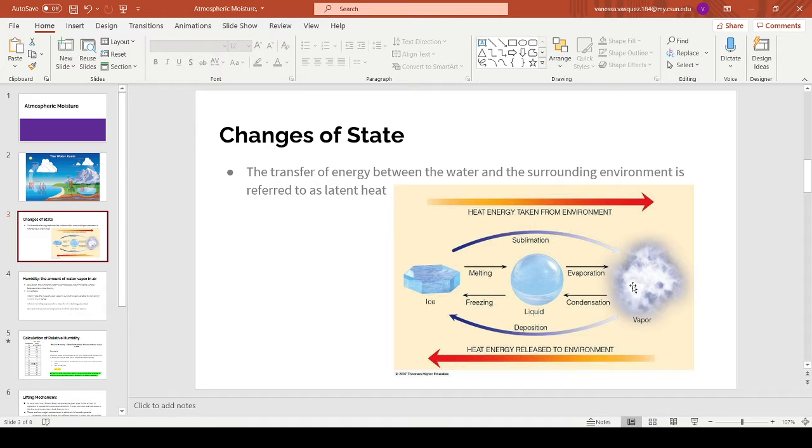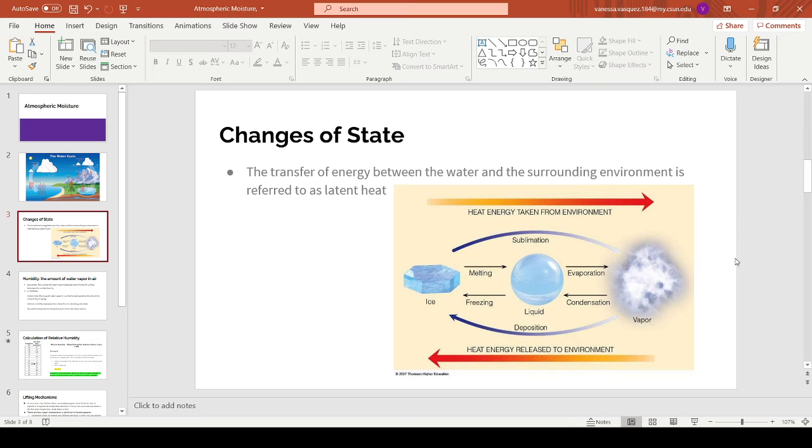And in this stage right here, it's the opposite. From vapor to liquid, it's condensation, and liquid to ice, it is freezing. And again, deposition from vapor to ice. So in this process, heat energy is released to the environment, meaning that the water molecules are releasing the heat energy to the environment, so that's making the surrounding environment warmer, whereas the water molecules are staying cool and changing into a cooler form, which is ice.